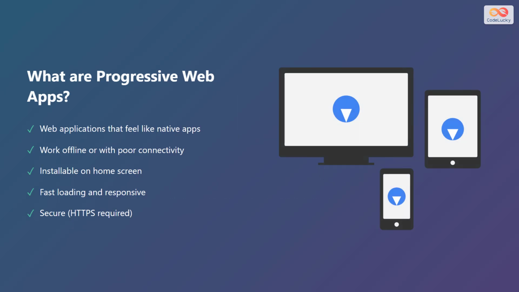What are progressive web apps? Progressive web apps are web applications that feel like native apps. They work offline or with poor connectivity. They are installable on the home screen. They provide fast loading and responsive user interface, and they are secure, requiring HTTPS.